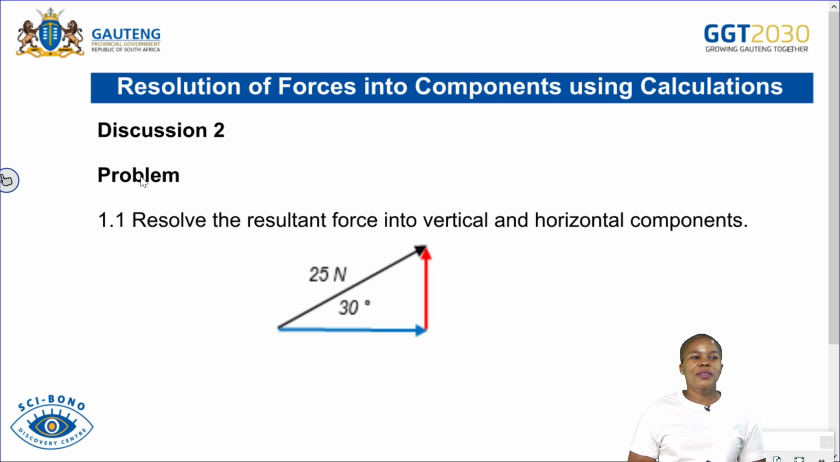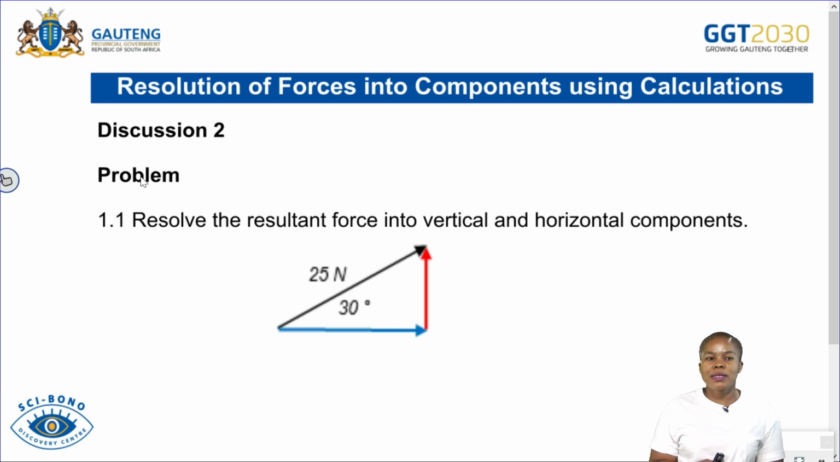So let's look now at the resolution of forces into components using calculations. We've got a problem that is given to us on 1.1. It reads: resolve the resultant force into vertical and horizontal components. What is given to us is a resultant force of a magnitude of 25 newtons, acting at 30 degrees to the horizontal.